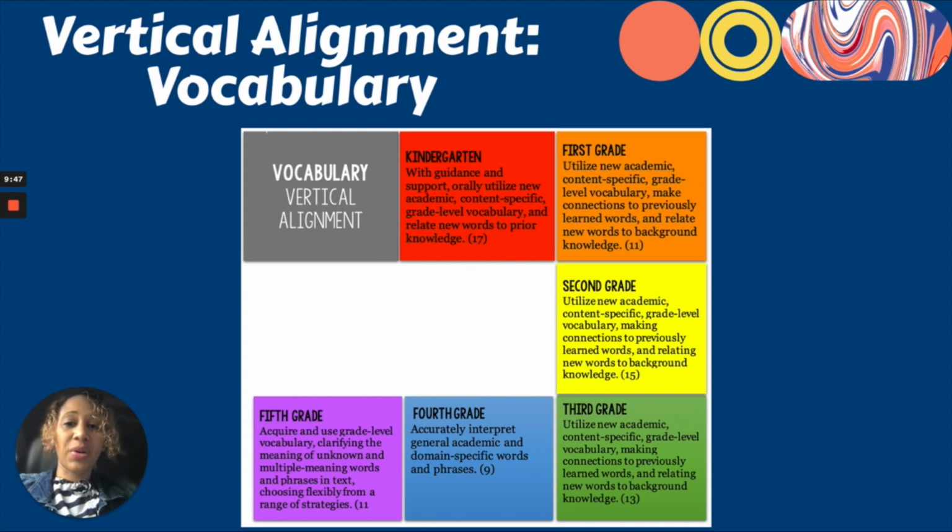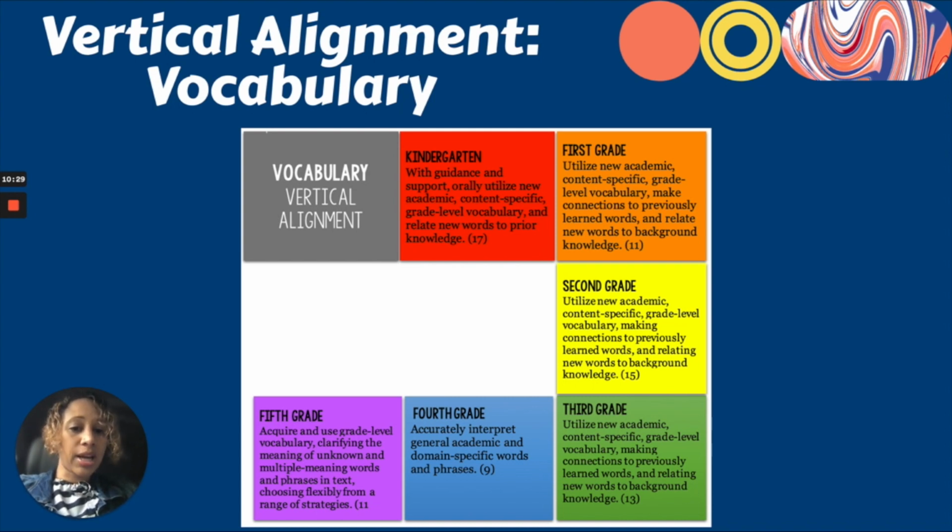Now we're moving on to vocabulary, and we start again with kindergarten. With guidance and support, orally utilize new academic, content-specific, grade-level vocabulary and relate new words to prior knowledge. Then we move to first grade. Utilize new academic, content-specific, grade-level vocabulary, make connections to previously learned words, and relate new words to background knowledge. Again, with guidance and support in kindergarten, they're utilizing these words orally. And now in first grade, there's no more guidance and support, and it doesn't just say orally, so they should be able to do this orally and written.